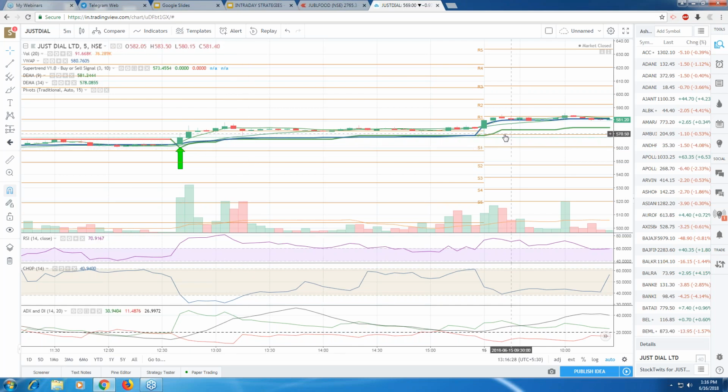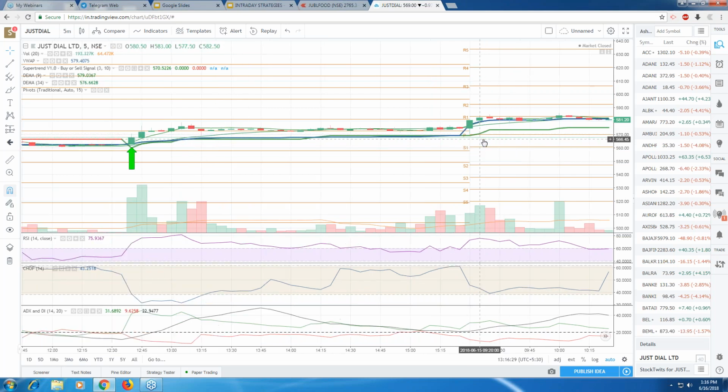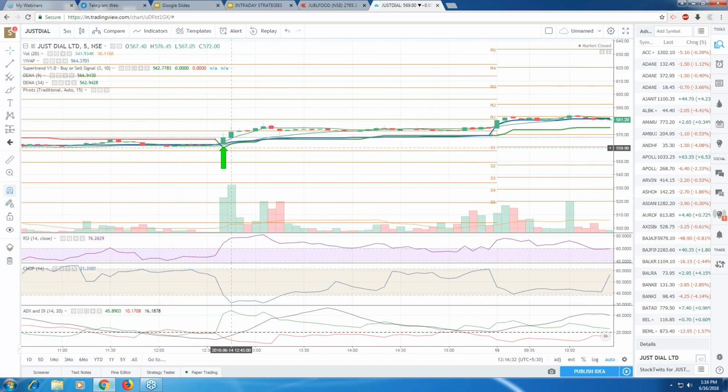Both of them are parallel, close. So whenever Supertrend crosses VWAP, there is an opportunity. Now, how is going to be our entry? Let me just make it more clear to you.